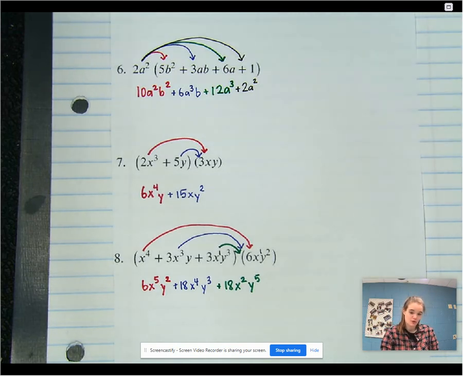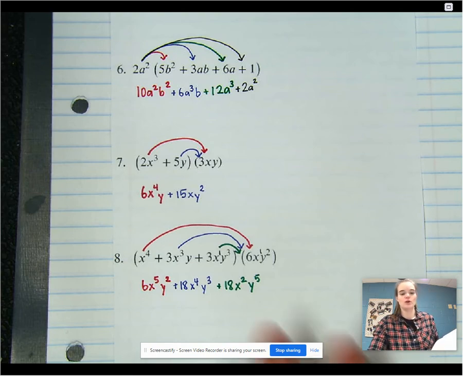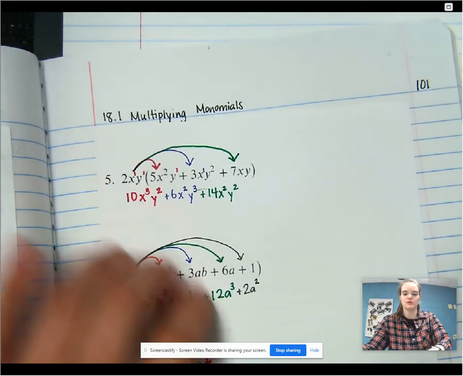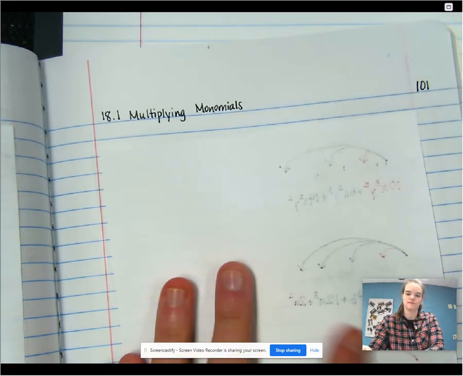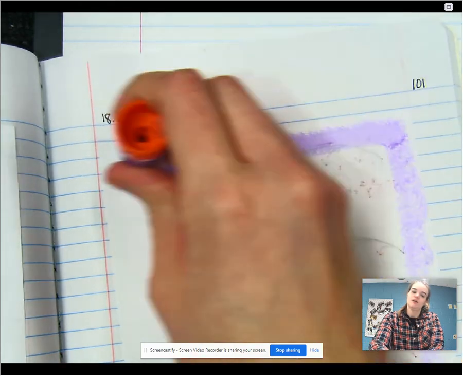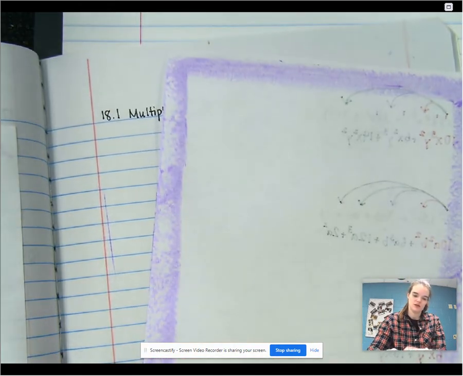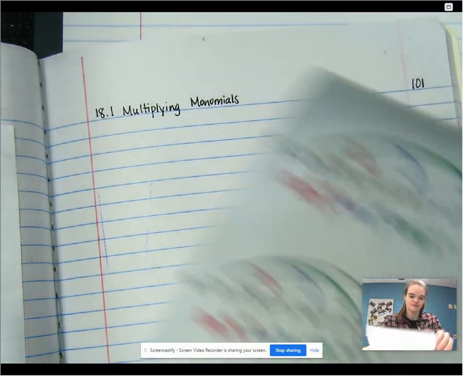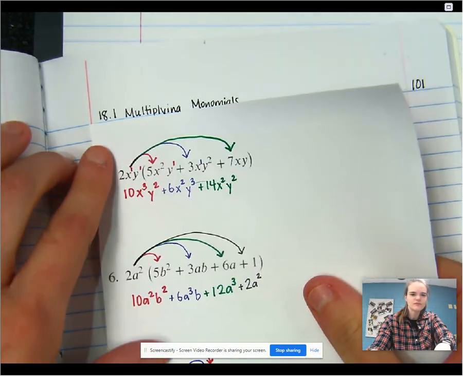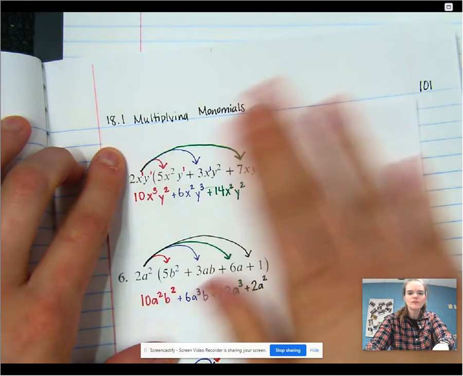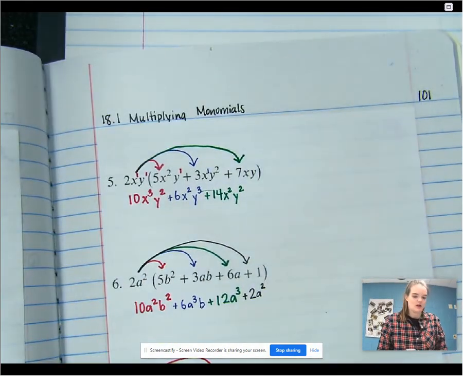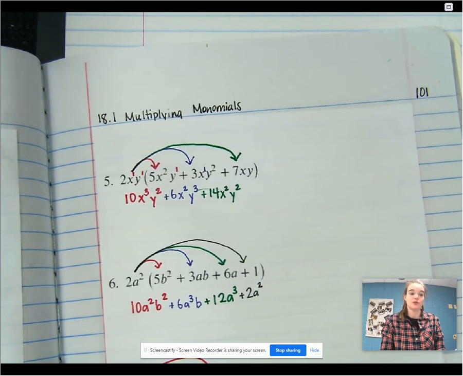We are going to keep working on multiplying for a little while. Go ahead and glue this to 101, or you wrote on 101 if you didn't have a printer or something. I'll glue this in on 101. Okay, here we go. So we're going to get started on the assignment that's posted on Google Classroom.